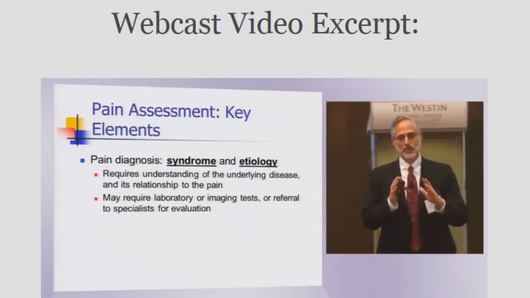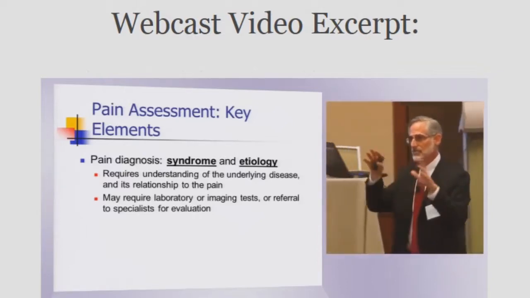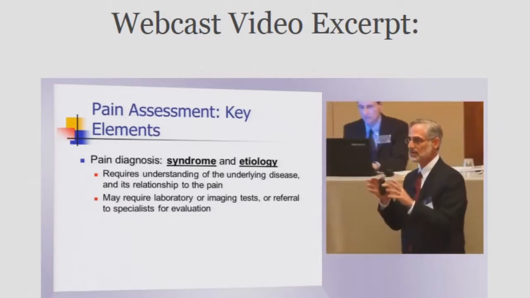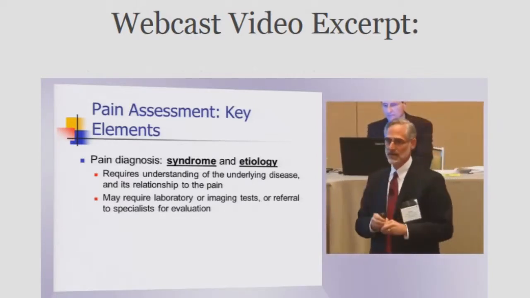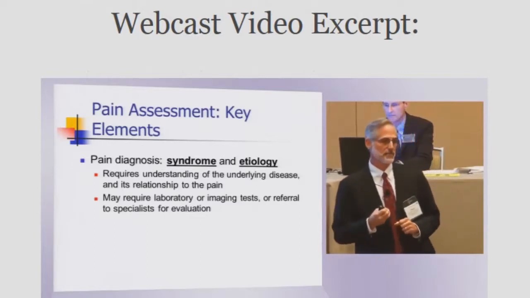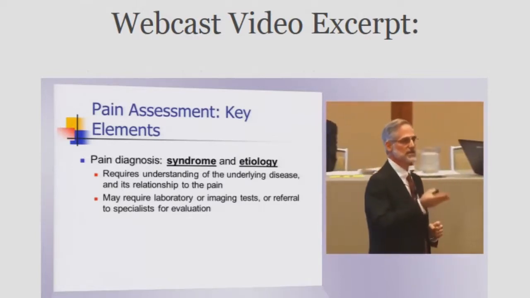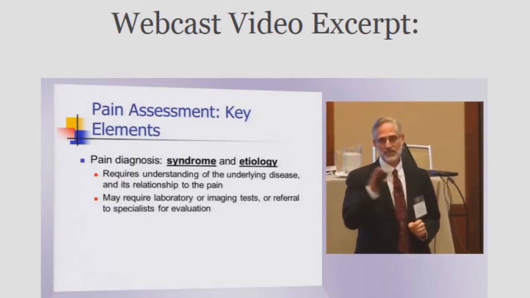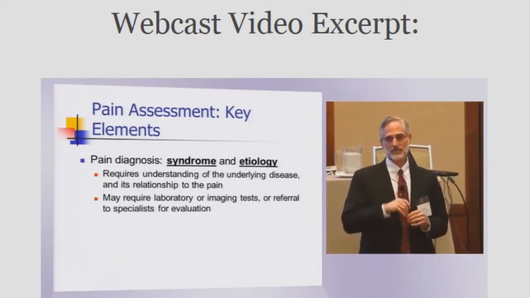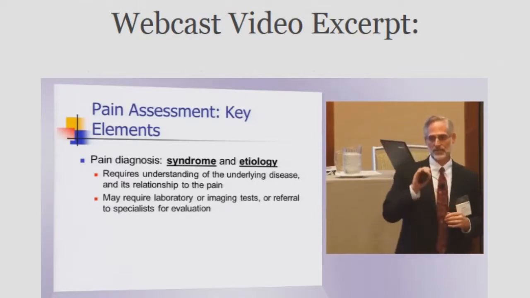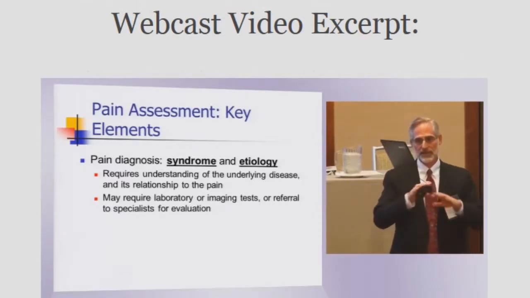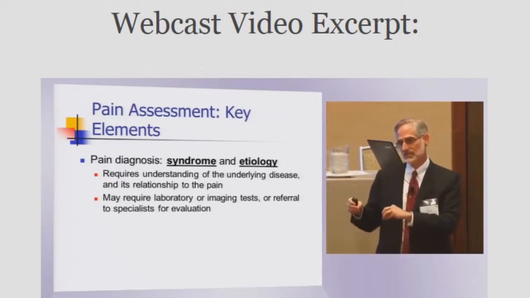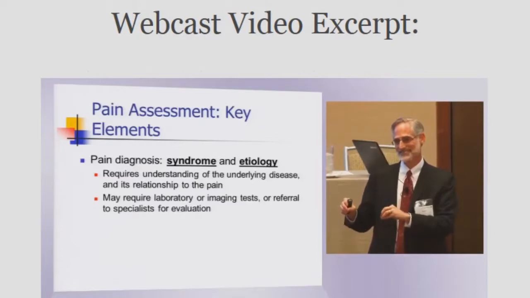So this is a very important point, whether you're talking about the cancer population or the population with advanced heart disease or liver disease or kidney disease. The diagnosis of the pain, syndrome, and etiology and the inference made about the pathophysiology requires that you know about the disease itself. It's never appropriate, in my view, to walk away from a patient with the primary goal of treating the pain, ignorant about the status of the underlying disease and its comorbidities. That's always a bad decision.